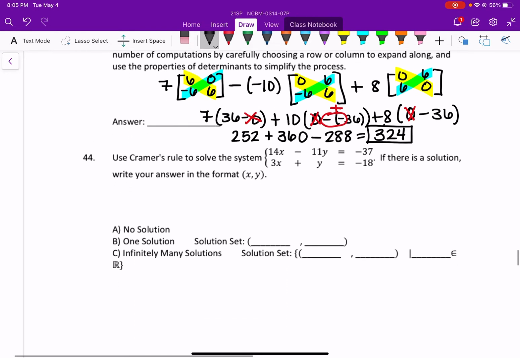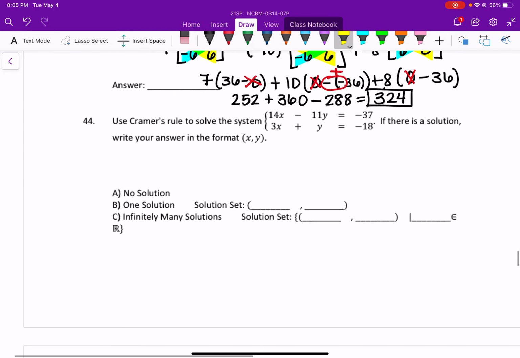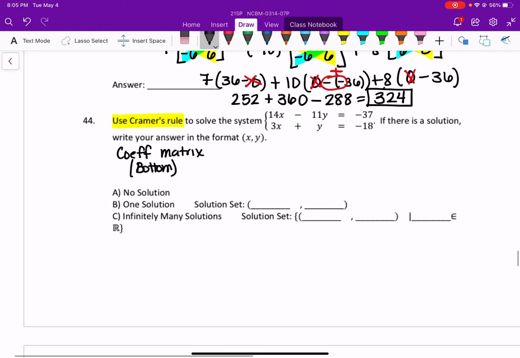All right, so number 44, we're going to use Cramer's rule to solve this. So the first thing I want you to do for Cramer's rule is start by doing our coefficient matrix. I like to call this the bottom matrix just because I'm more descriptive here. But it's going to be our coefficients. So 14, 3, -11, 1. And we're going to find our determinant for this guy.